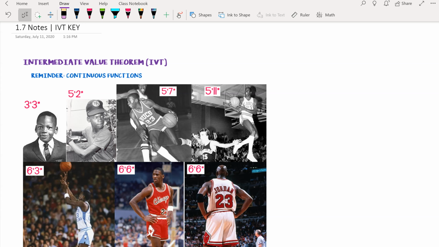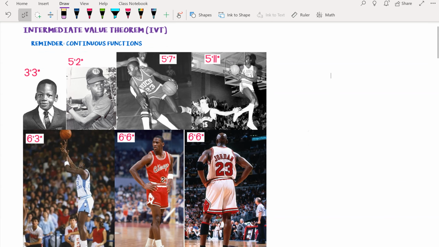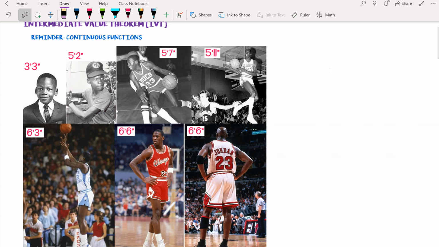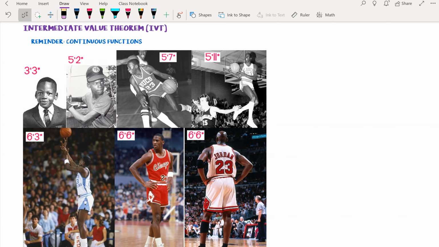All right, y'all, this is our last new topic before the summative. We will get a couple days of review in, but this is our last new topic in this unit. 1.7 notes, make sure you get it down in your notebook. IVT. 1.7 notes, intermediate value theorem. That is what we are writing down right now.